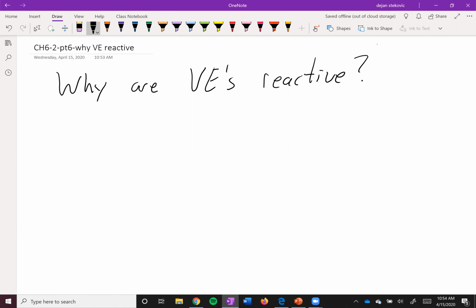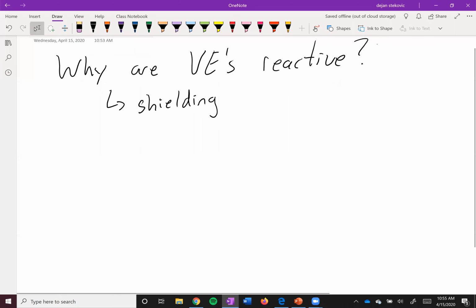All right, so last time we said that valence electrons are very reactive. So naturally, the next question is why are valence electrons reactive? And that has to do with the idea of shielding. Shielding. So let's take a look at an example. We'll take a look at lithium.